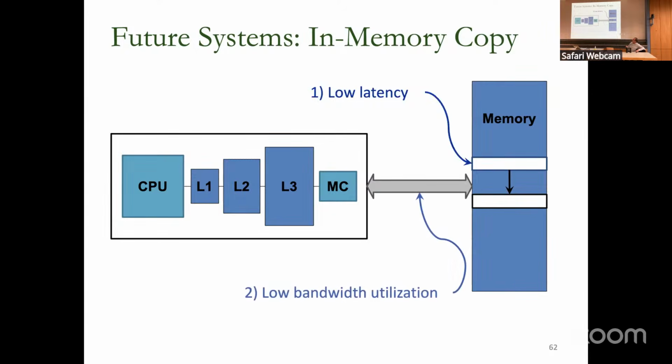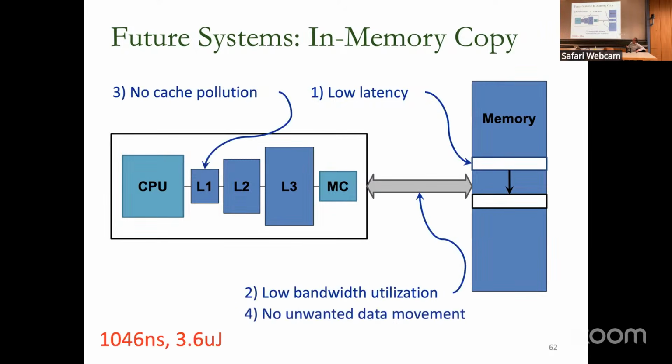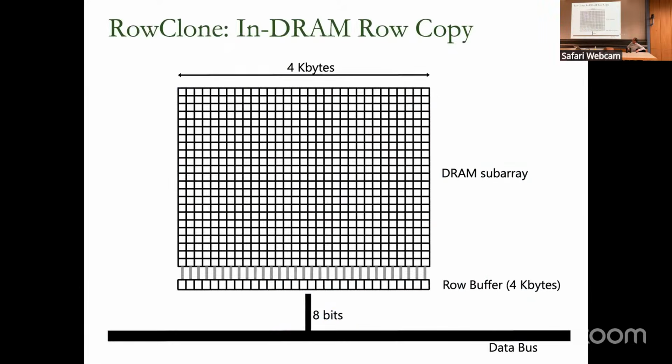And this is going to be low latency, low bandwidth, no cache pollution, and no unwanted data. So I'm going to show you a mechanism that takes that 1,000 nanoseconds for a 4 kilobyte page copy to 90 nanoseconds unoptimized. You can optimize it more. And it takes the 3.6 microjoule energy spent on that operation to 0.04 microjoules. Again, that could also be optimized more. The basic idea is very simple. Now you know how DRAM operates, right? I'm going to show you the high-level idea first, and then we're going to look at the operation internally in DRAM.